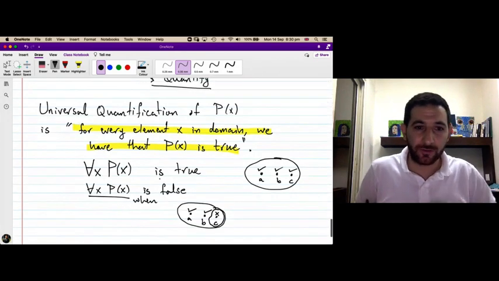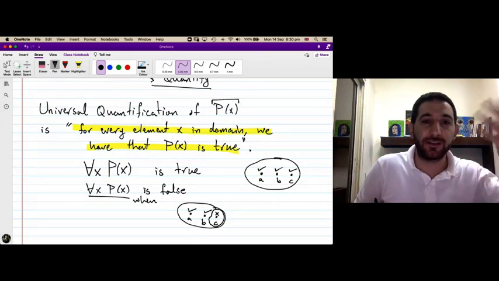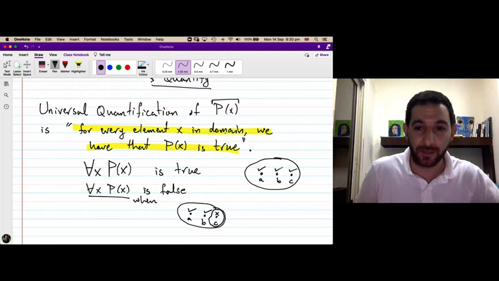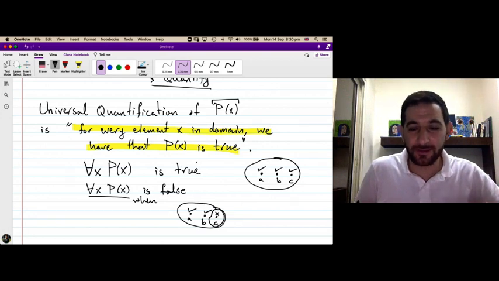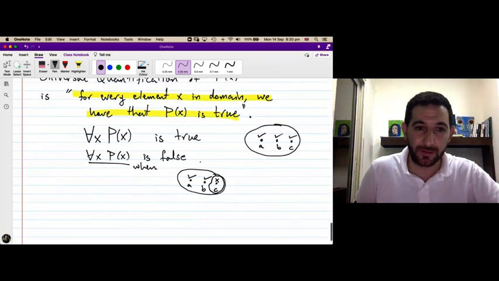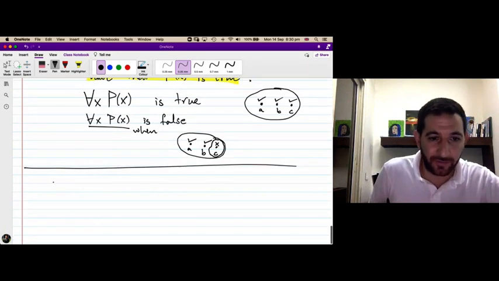Okay? So again, to repeat, we start with a predicate, we construct a new sentence which we call the universal quantification of the predicate P of x. This is a proposition, and what is this proposition? It's the following statement. For every element x in the domain, we have that P of x is true. And it's true if every element in the domain has property P. It's false if we can find at least one element or more without the property P. Okay, so we'll have examples, but let me introduce the second type of quantification.